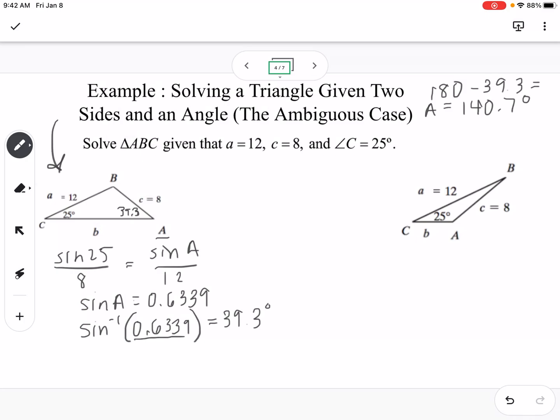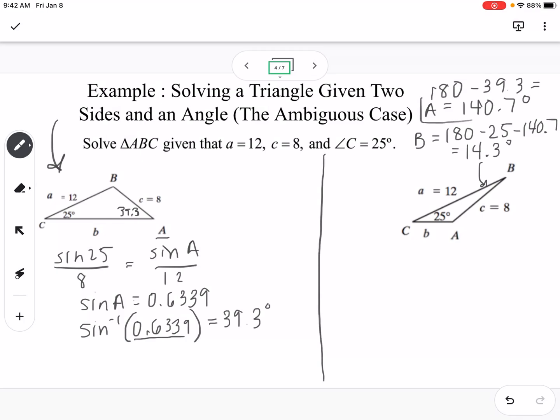But now the way that we check is we're going to say, okay, does this triangle make sense? So let's try to find angle B. I would take 180 minus 25 minus 140.7, and for angle B, I get 14.3. If you were to get a negative number when you did that, then it would not be a second triangle. But since 14.3 is valid, that means that we do have a second triangle. So we're going to solve each triangle. After you find that initial one, we're going to solve each one separately.